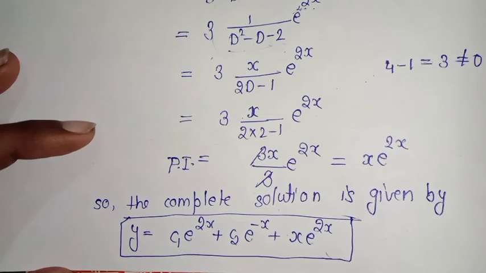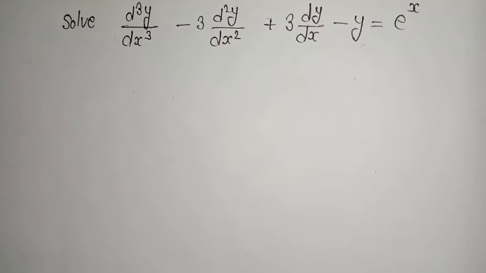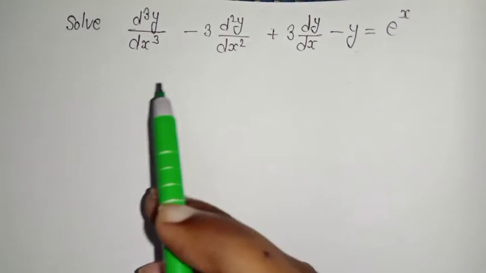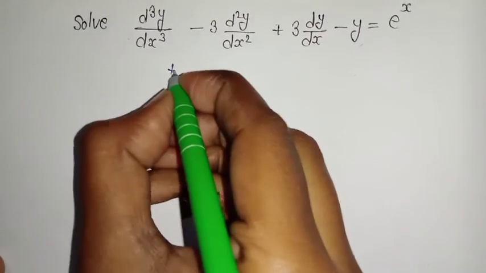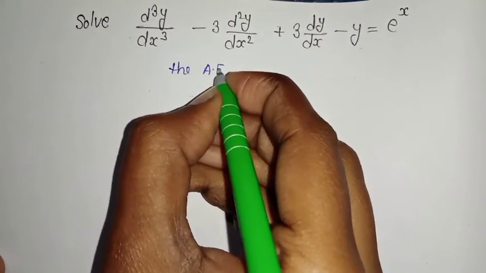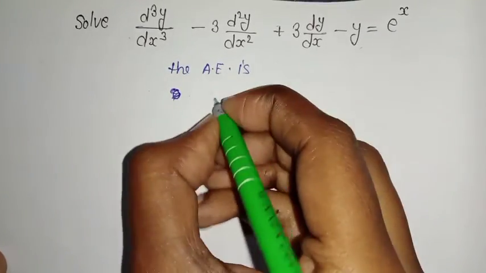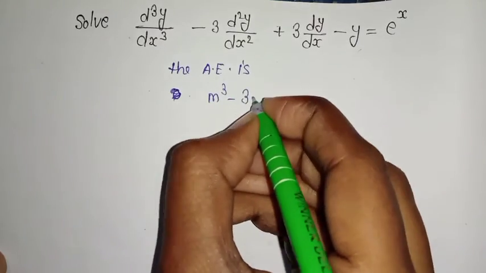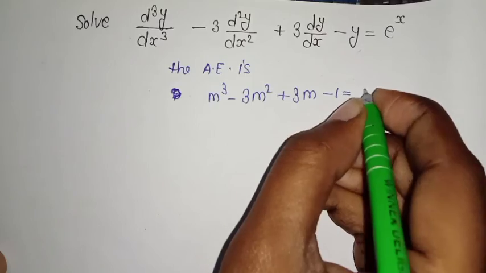And now I am going to take our third and last example of this video. So this is our last example. Firstly, we will find the CF for this differential equation, and in order to find the CF, we will write the auxiliary equation first. So the auxiliary equation is d cube. We will put d is equal to m, so it becomes m cube minus 3m square plus 3m minus 1 is equal to 0.